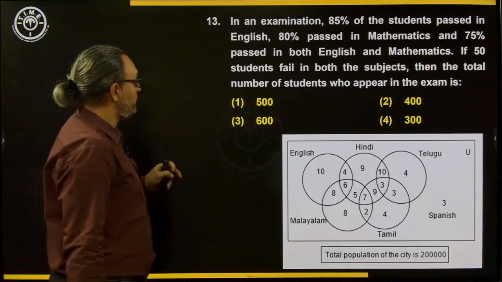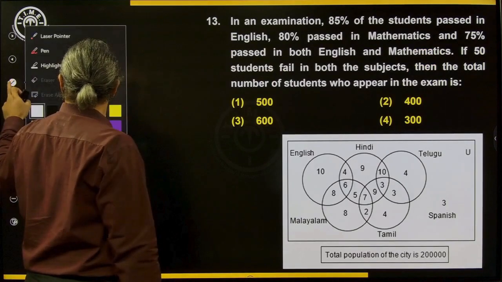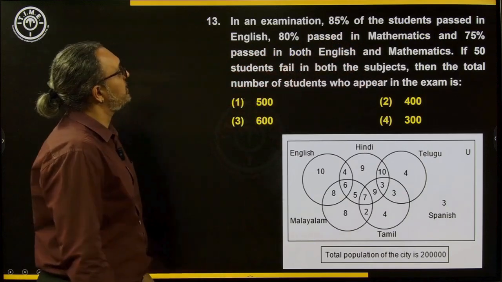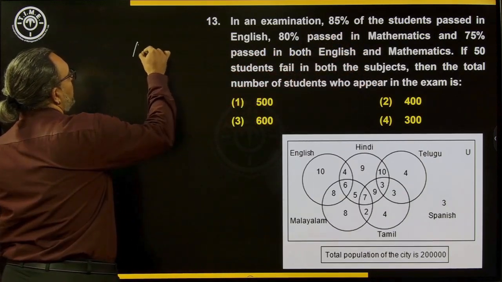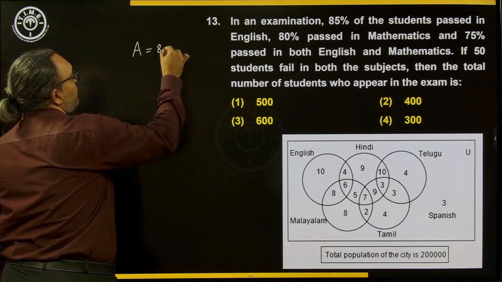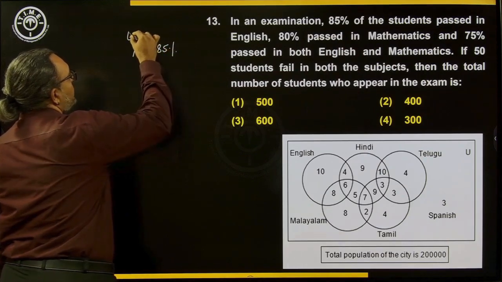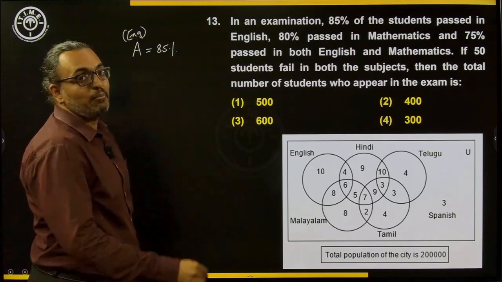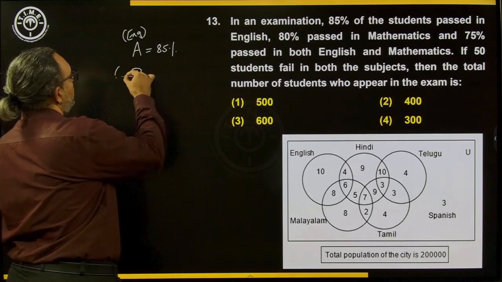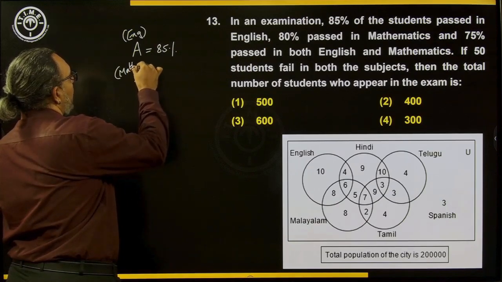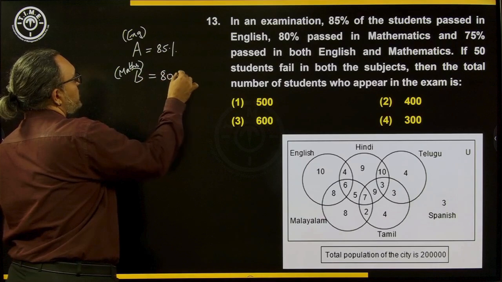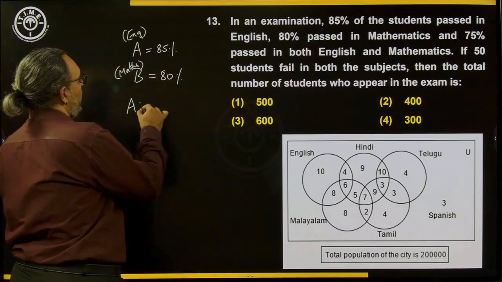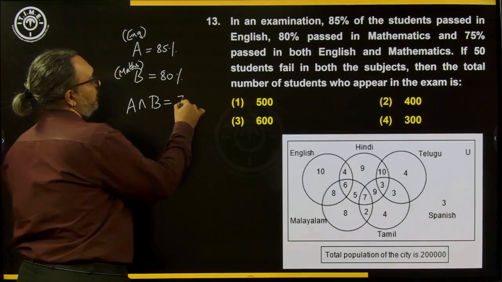The next one. He says in an examination, 85% of the students passed in English. So let's say passing in English is capital A, which is 85%. So A is English. Let's consider that. Then 80% passed in mathematics. So capital B. So I consider mathematics. So we have 80%. And 75% passed in both. So A intersection B. 75%.